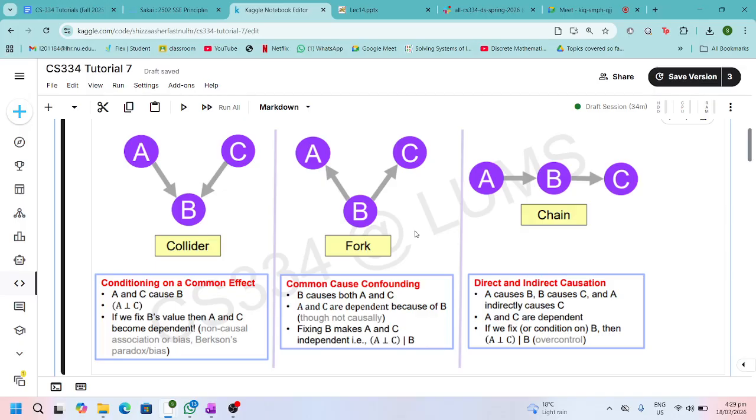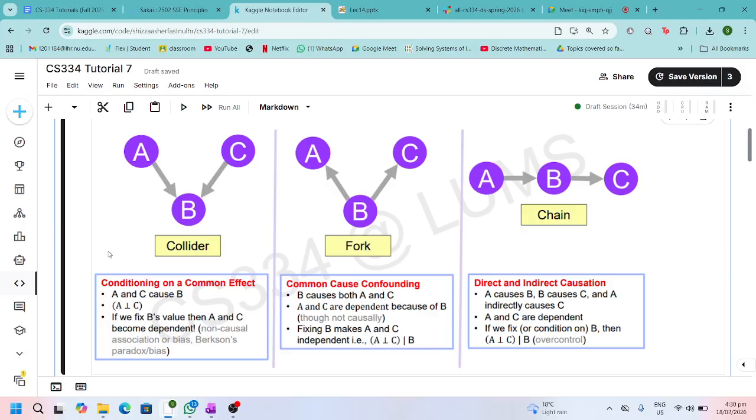No. Okay, all right. So moving on to the third structure that you have, a collider. Collider is like a reversed fork. In this, B is not a common cause of A and C, but now B is a common effect of A and C. So by default, do you think A and C are independent of each other or not? You are right, A and C.